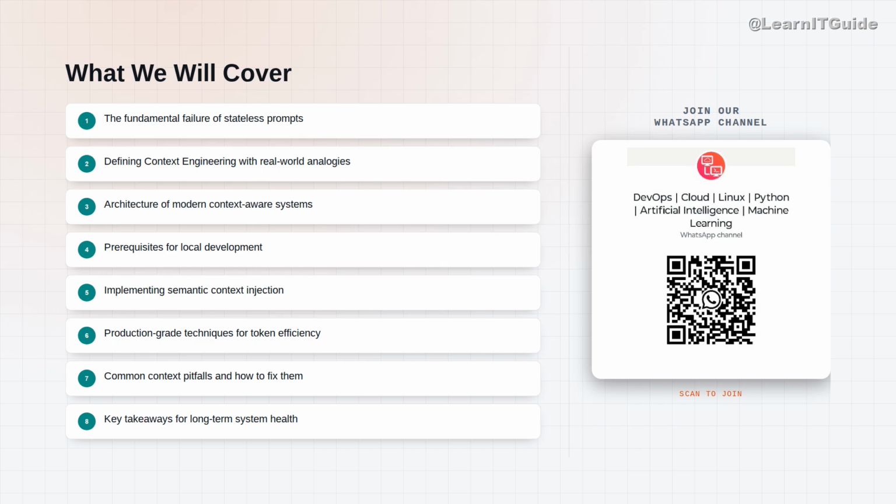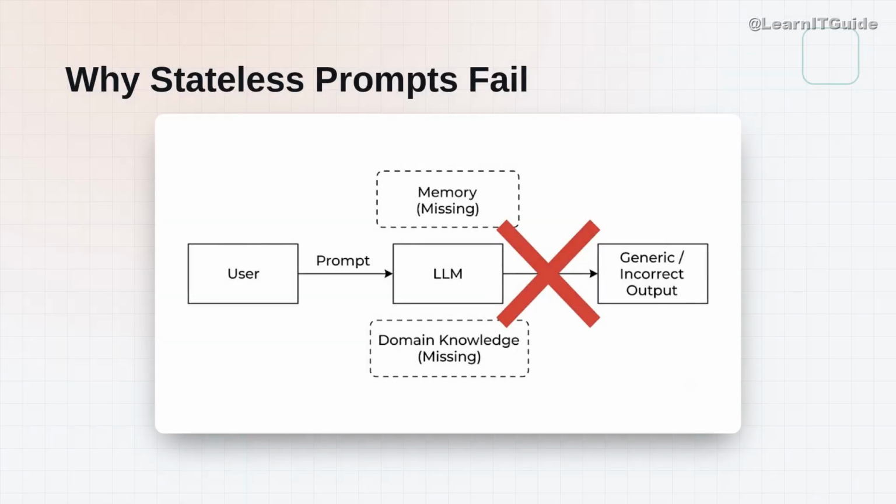Let us get started. So, why do stateless prompts fail? Imagine asking an employee to solve a complex accounting problem without giving them the ledger, the company policy, or the previous month's audit report. They would have to guess. That is exactly what happens when you send a raw prompt to an LLM. Without context, the model lacks the domain-specific data it needs, resulting in generic or incorrect answers that simply cannot scale in a production environment.